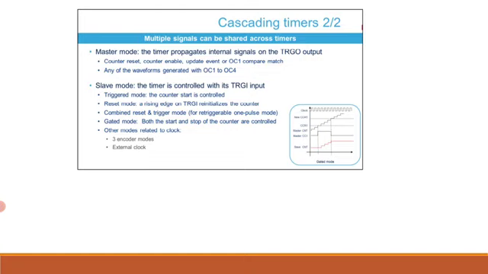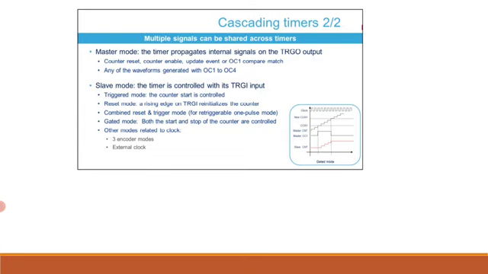In slave mode, the timer operating mode is controlled by TRGI input. In triggered mode, the counter start is externally controlled. This mode is used for simultaneously starting multiple timers. In reset mode, the counter is reset by a rising edge on the TRGI input.